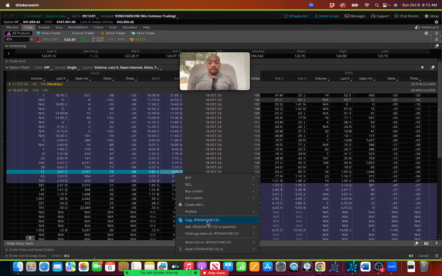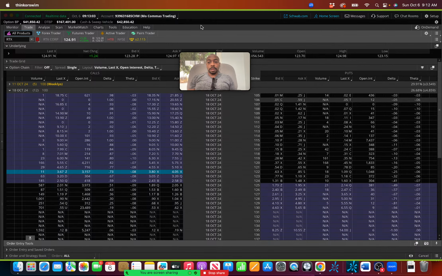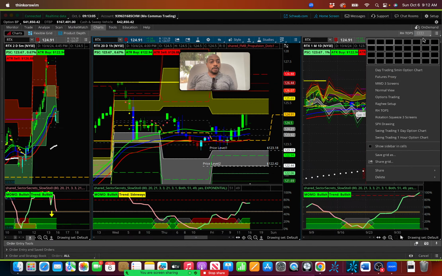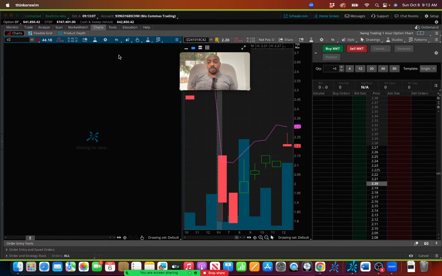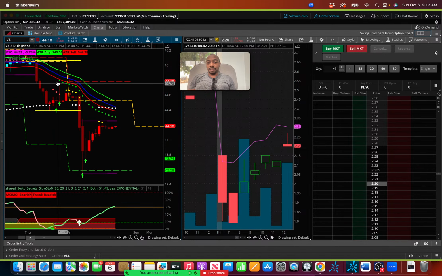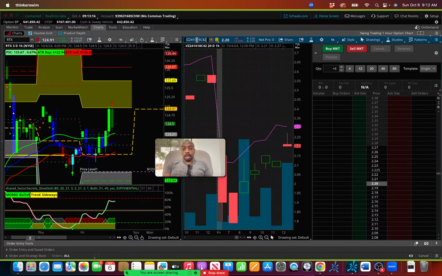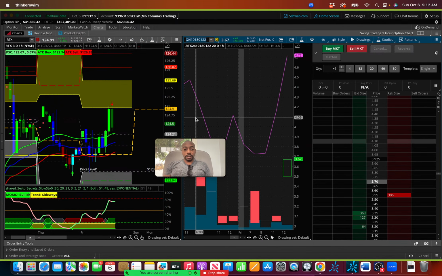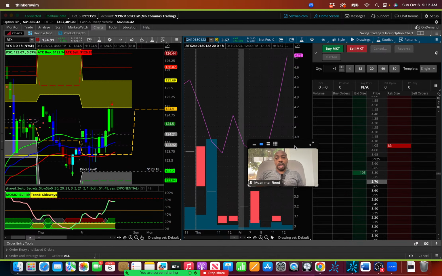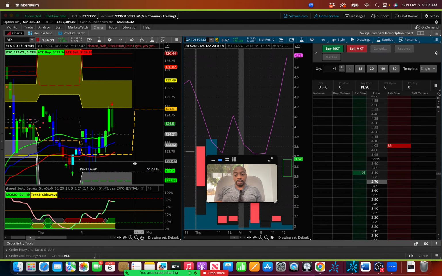I would right click, go to copy. I'd go into my swing trading chart that I've customized for myself. I will put in RTX here, right? Then I would go put in the option there, and this is how I would get in. It would be just like this.